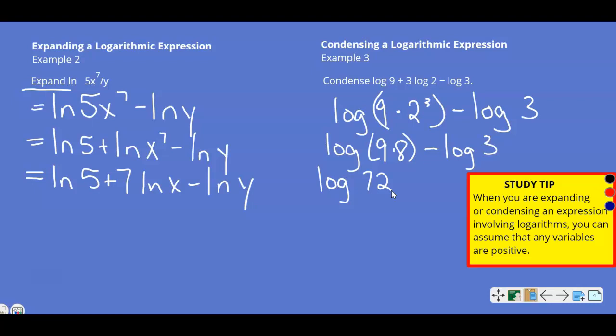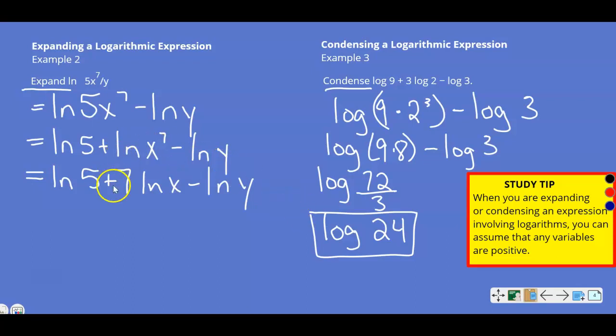And that's divided by 3. The reason it's divided by, remember, is the quotient property. So now I'm going from subtraction to division or quotient because we're condensing. We're using the properties to go in the other direction. And then 72 divided by 3 is 24. So log of 24. If we condense this expression, it is equivalent to log of 24.